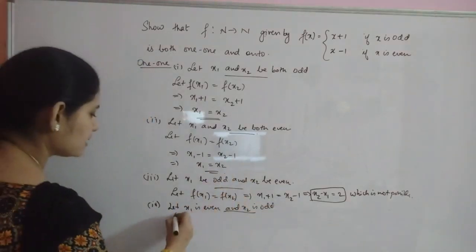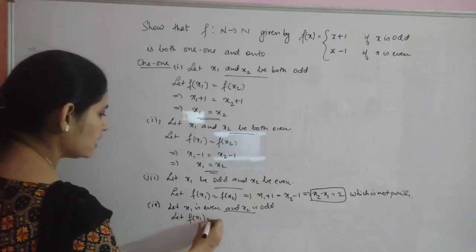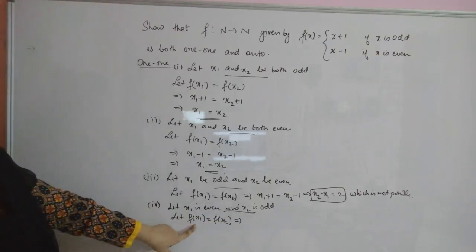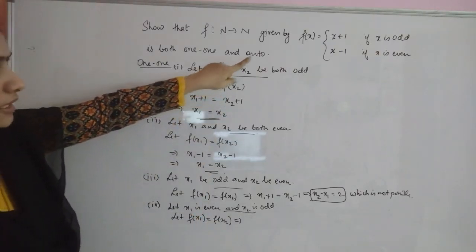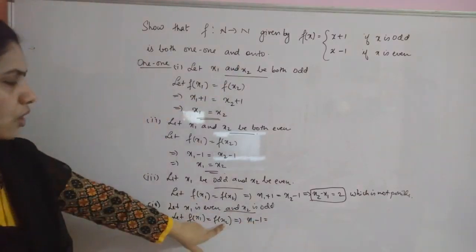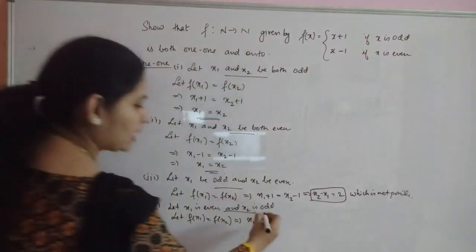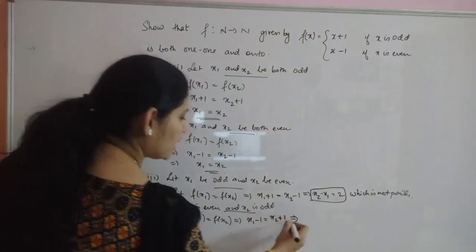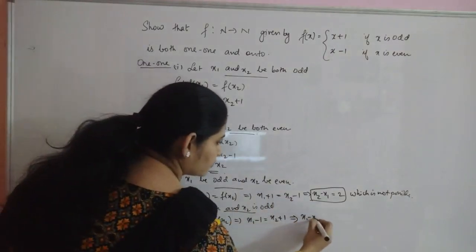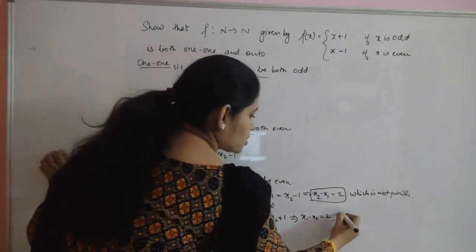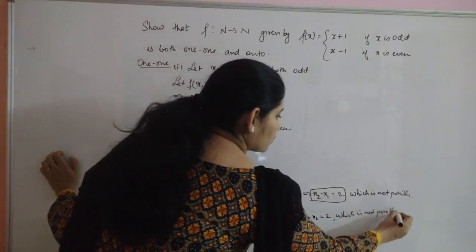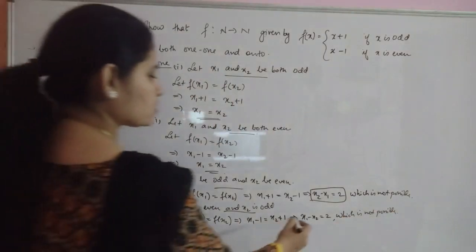Again, if you consider x1 even and x2 odd, you get a similar case. You start with f(x1) equal to f(x2). Because x1 is even, you take the definition as x1 - 1, and x2 is odd, so you take x2 + 1. Again this will give you x1 - x2 as 2, which is not possible because one is even and one is odd. Their difference will not give you an even number, right? So this is also not possible.